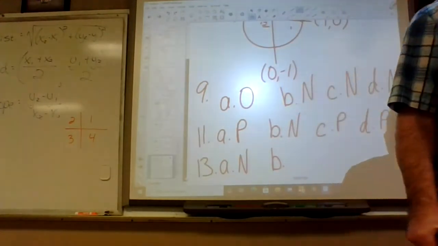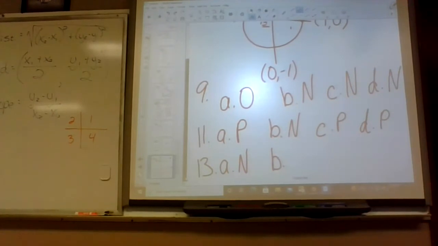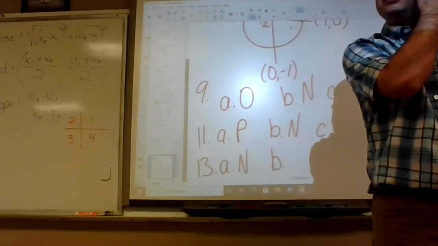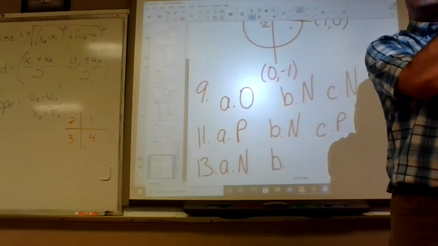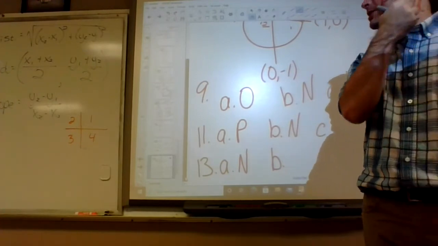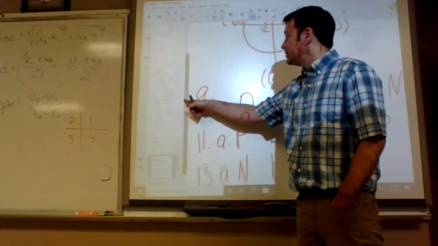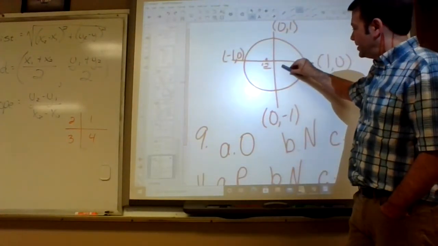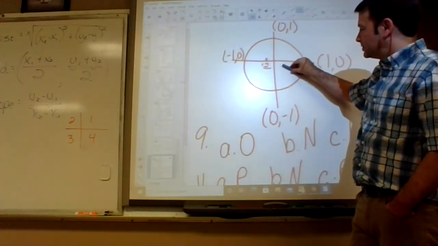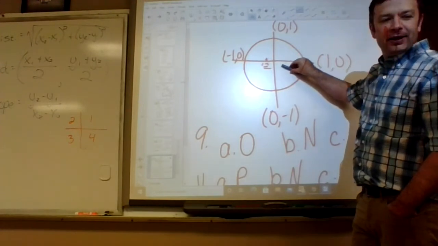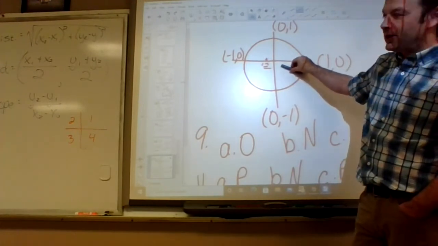Alright, negative pi over 6. So remember pi is 180, right? So what's 180 divided by 6? 30. So it's negative 30, which would be about right there. It's sine, so it's negative. Sine is negative down there.